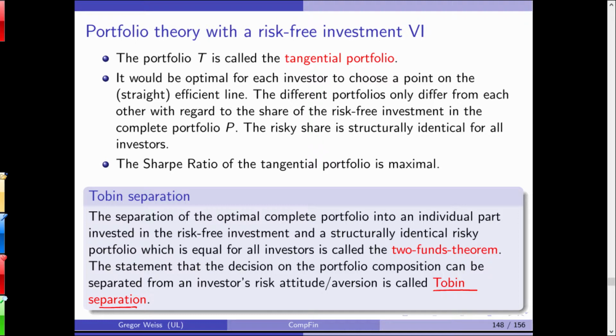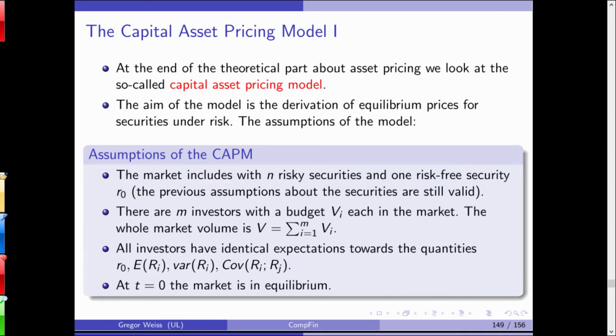And you can separate the portfolio composition from investors' risk attitude or risk preferences. And this risky part is structurally identical for all investors. And last but not least, the Sharpe ratio. So the expected excess return divided by risk is maximal for the tangent portfolio. So you can simply try to find the portfolio that maximizes the Sharpe ratio. This is a very basic result.